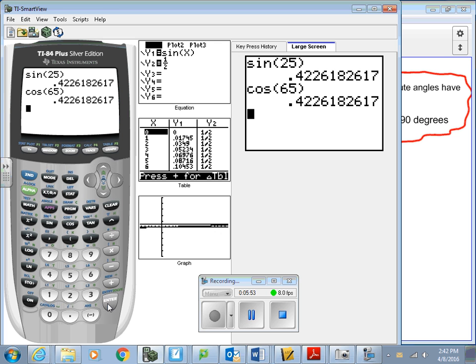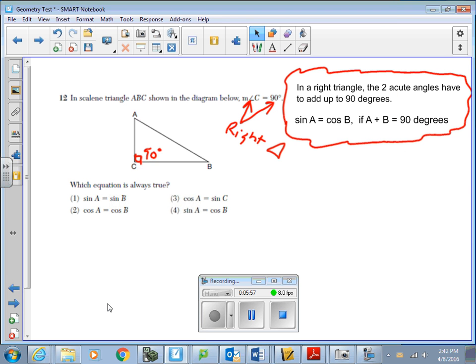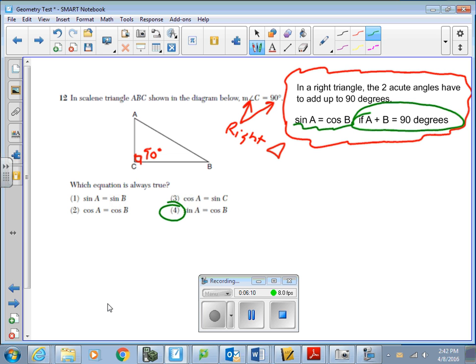So what we learn here is that sine A will equal cosine B if the angles add up to 90 degrees. So what is our answer? Number 4, based on that.